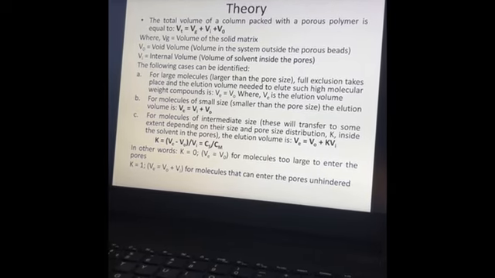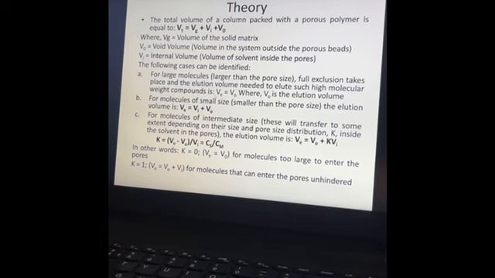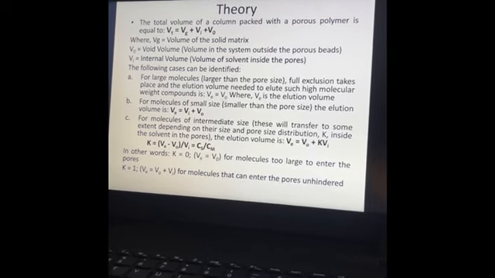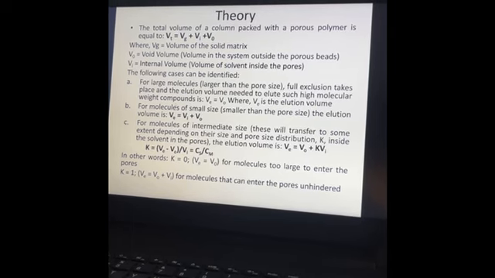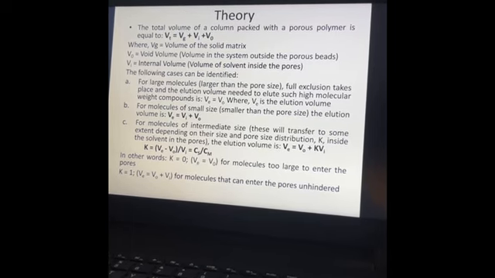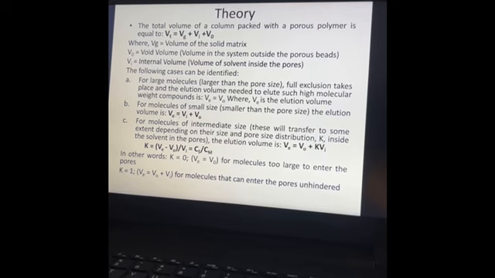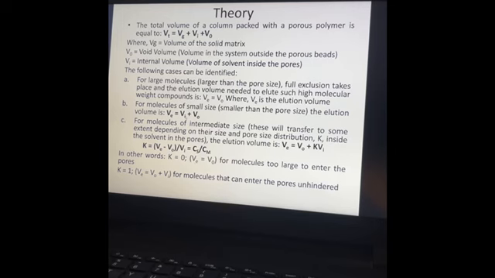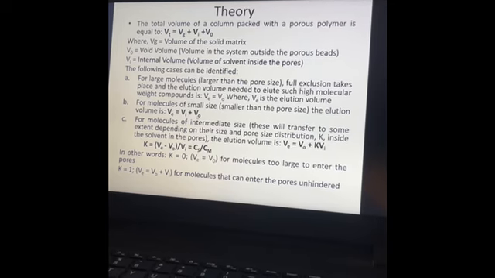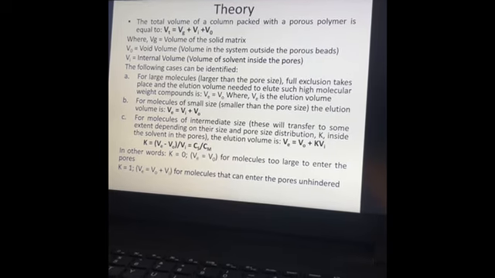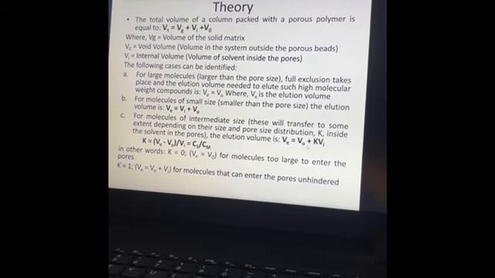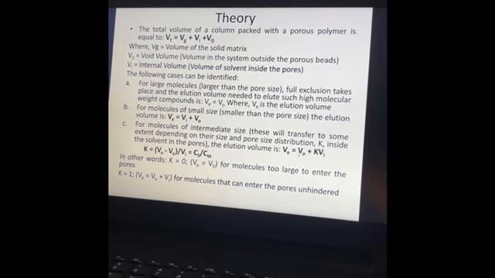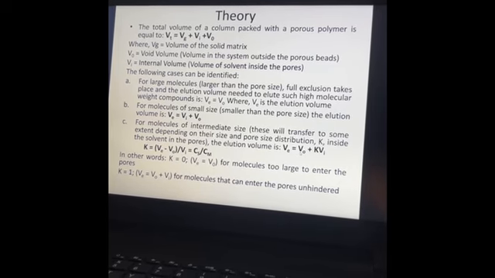For large molecules, we can calculate using the formula Ve is equal to Vo. Ve is the elution volume and Vo is the volume outside. For molecules of small size, the equation is Ve is equal to Vi plus Vo, where Vi is the inside volume plus Vo the outside volume. For molecules of intermediate size, Ve is equal to Vo plus K Vi.